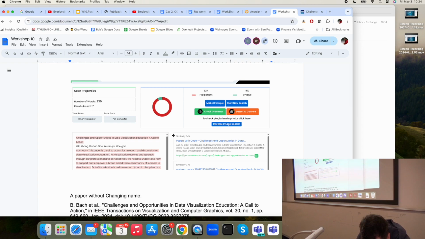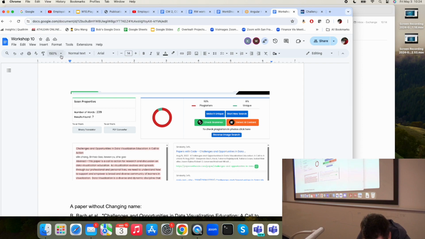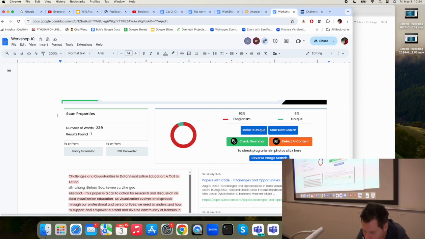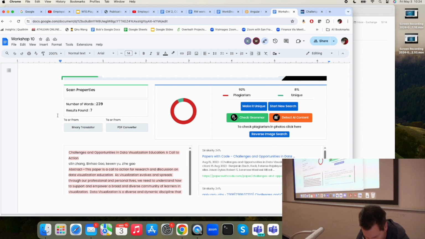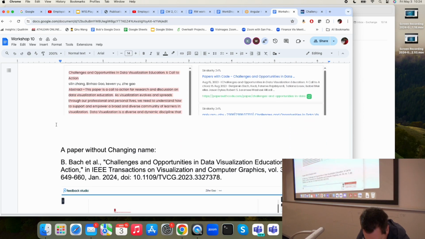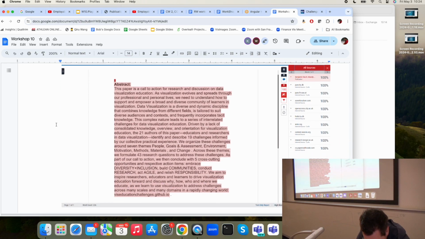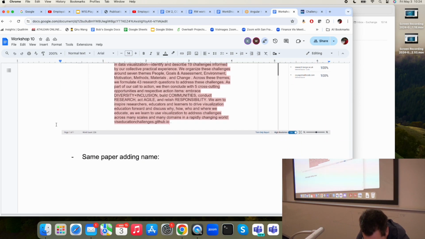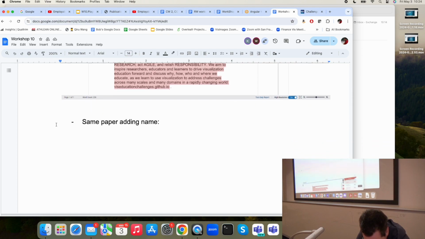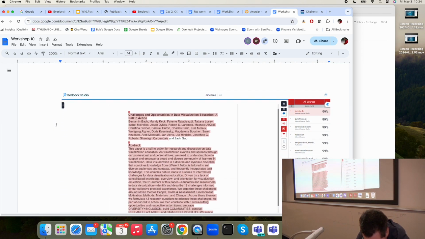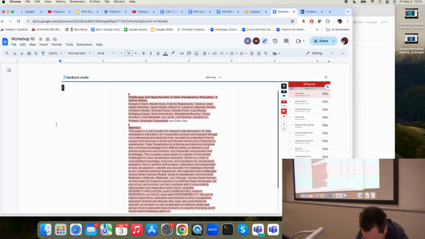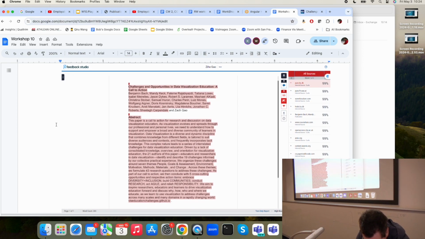What tool is this one? Is this Grammarly again? Just lost the page. Last page? No, it's on the last page. I think it's to be checked. It was written above. Mm-hmm. Feedback Studio? Okay, so this one is working, whatever that program is.